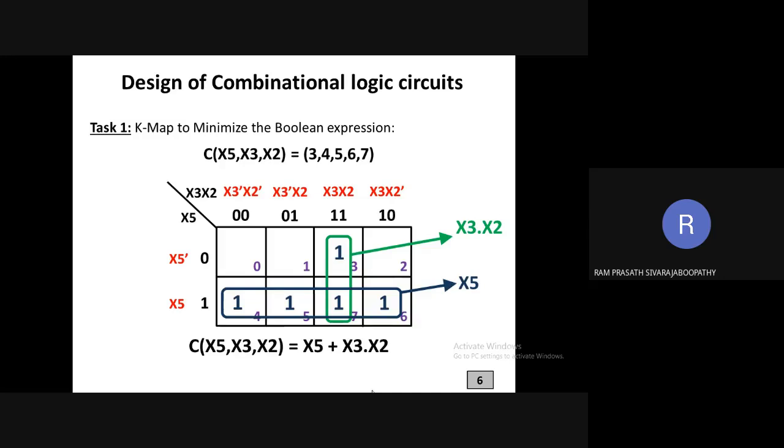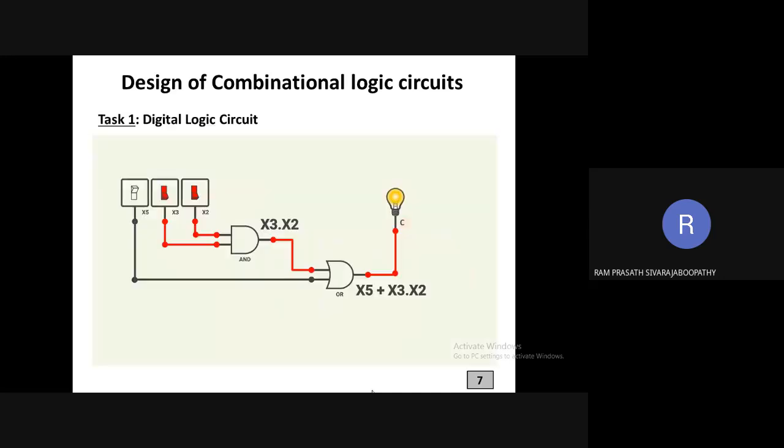So this has to be implemented as a circuit like this. Is it clear? So task 1, did you understand? Okay. Now we will move to task 2.